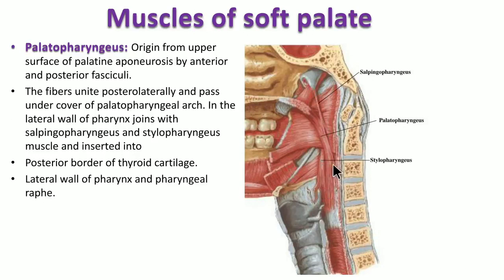So when the muscle contracts, naturally the larynx will be elevated. In the same way the pharynx will also be elevated.